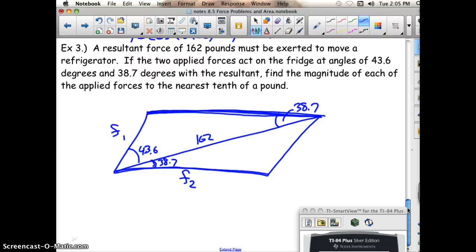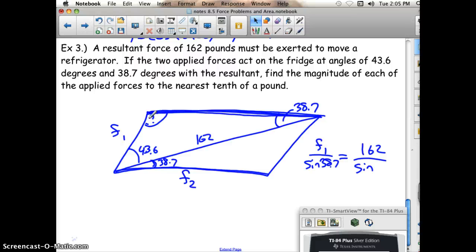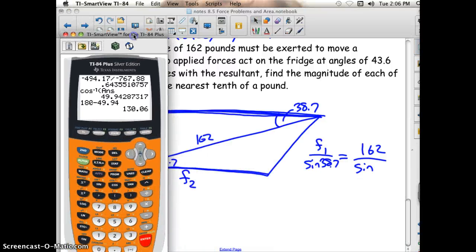All right, so if I want to find F1, I have F1 over the sine of 38.7 equals 162 over the sine of, I need this angle here, don't I? All right, what is that angle? If that's 43.6 and the other one's 38.7, I can add those together. 43.6 plus 38.7. I get that, right? And then I can do 180 minus 82.3. And I'm going to get 97.7.